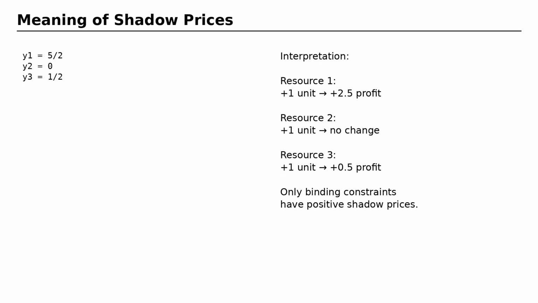Each shadow price tells us how much the objective increases if we add 1 unit of a resource. Resource 1 increases profit by 2.5. Resource 2 has no effect, and resource 3 increases profit by 0.5. Only binding constraints have positive shadow prices, which explains why the second constraint is 0.